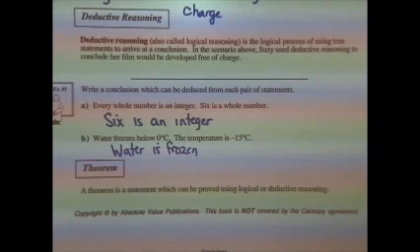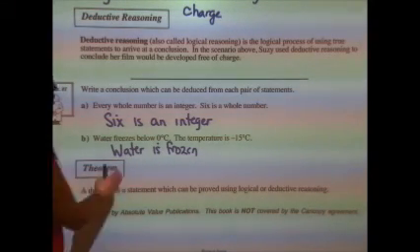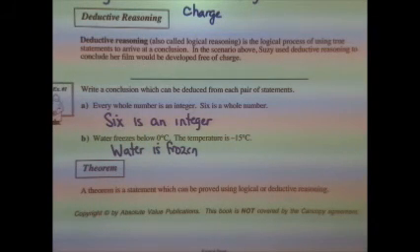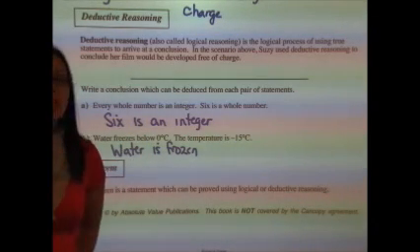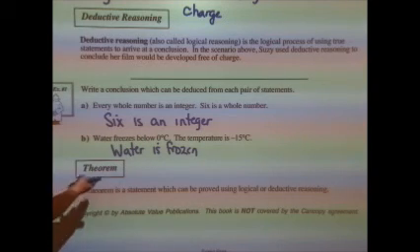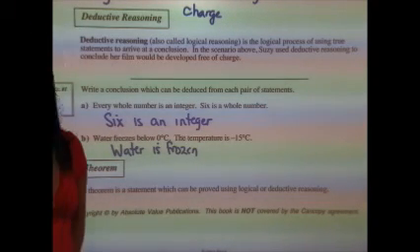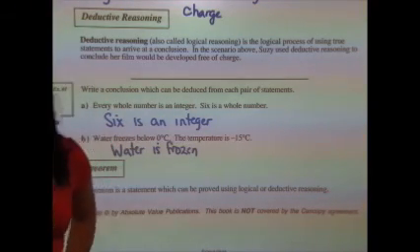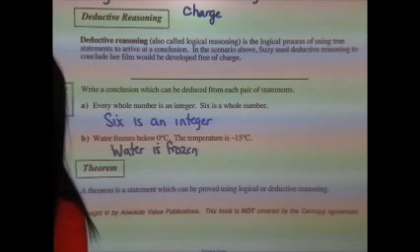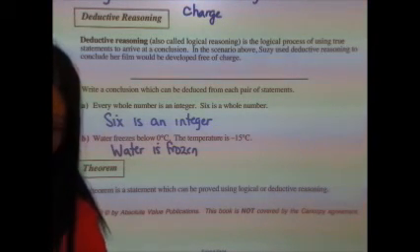Okay. If we can take a conjecture, a statement, and we can prove it using deductive reasoning, we no longer have to call it a conjecture, we can call it a theorem. A theorem is a statement that can be proved using logical or deductive reasoning. And that's what we're going to work on for the remainder of this lesson.